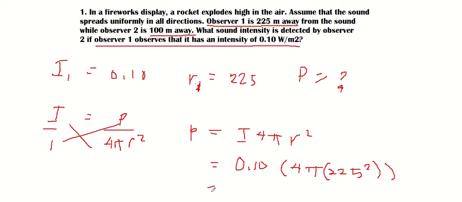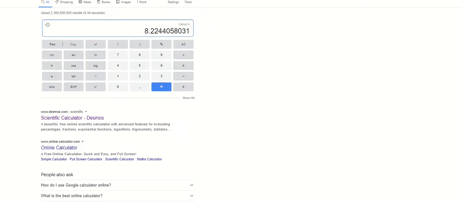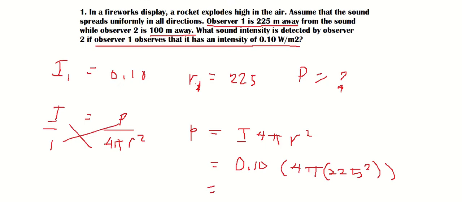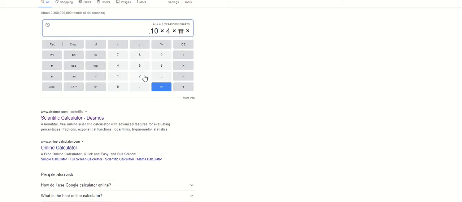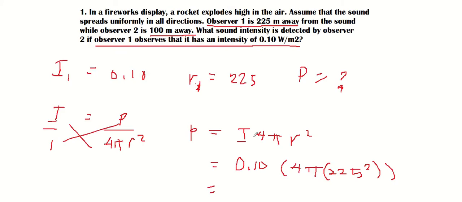Ayan. So, ngayon, diretso lang sa calculator. Kung ano lalabas, yun ay sagot. So, calculator, 0.10 times 4 pi times ang distance 225 raised sa 2. Ayan na. Ayan, so nakuha nating sagot for power is 63,617.25 watts. So, 2 decimal places. So, ang laki ng nakuha natin.